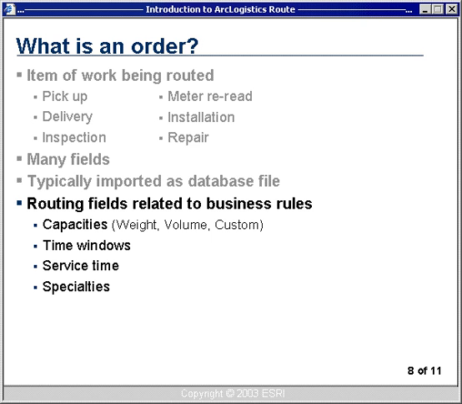I just mentioned routing parameters, so now let's talk briefly about that. Routing parameters directly affect the routing solution and are a component of the algorithm that solves the routing problem. Routing parameters include items such as capacities, that's weight, volume, and custom field that we just saw in the vehicle properties. Routing parameters also include the service time, which is the time it takes to complete the work. Time windows, that's the available time to arrive at an order, and specialties, which we also saw in the vehicle properties. So you can pretty easily see how closely linked the orders and the vehicles are by having so many common fields.